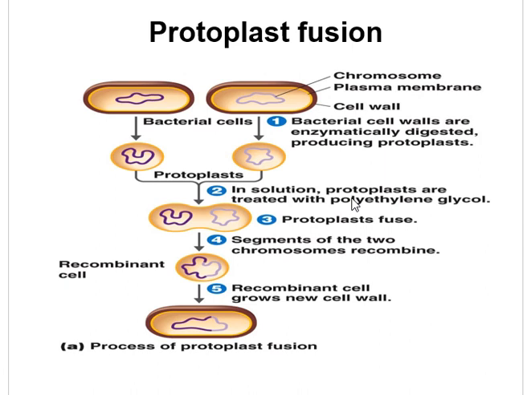Protoplasts are treated with PEG, polyethylene glycol. As I have told you earlier, this PEG is a very important industrial chemical with respect to protoplast fusion. The segments of the two chromosomes recombine. Here you can see that recombinant cell has formed having two shades of chromosomes, dark purple and light purple color. Recombinant cell grow new cell wall, and this is how the process of protoplast fusion takes place. Here you can see that this protoplast fusion is by inducing chemicals. What type of chemical is used here? Polyethylene glycol. That is, you can say that it is a type of chemofusion example.